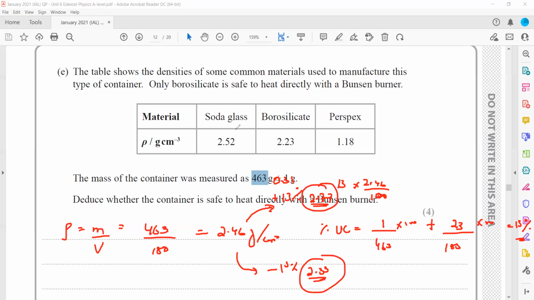So we'll check which one it matches with. The density of soda glass is coming in this range. The density of borosilicate is 2.23, so that is not in the range. And the density of Pyrex is also in the same range. So it shows that this is soda glass according to our calculation.